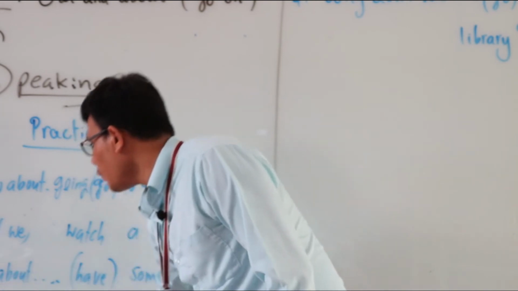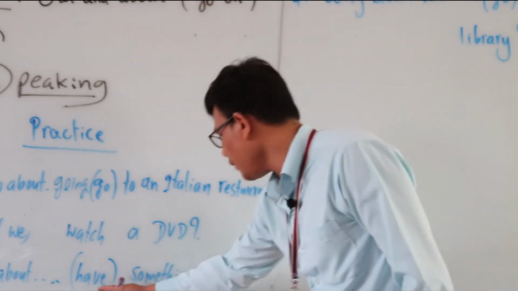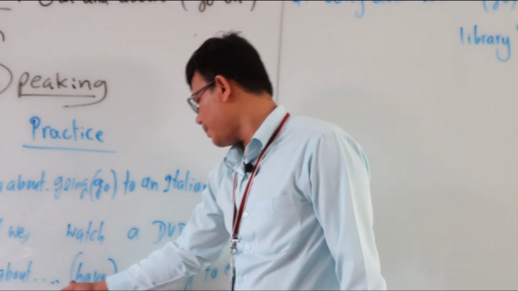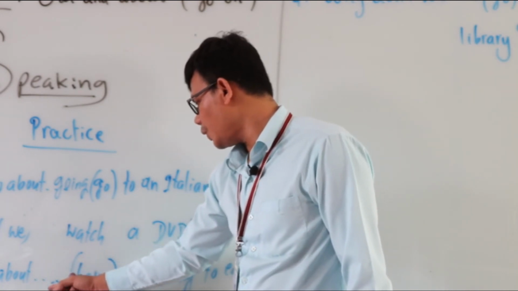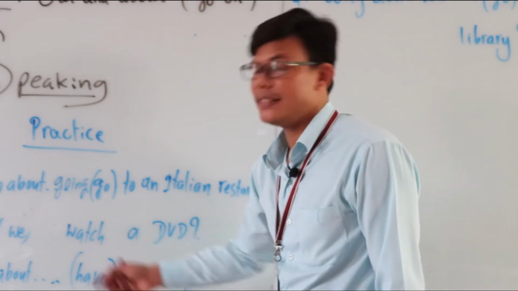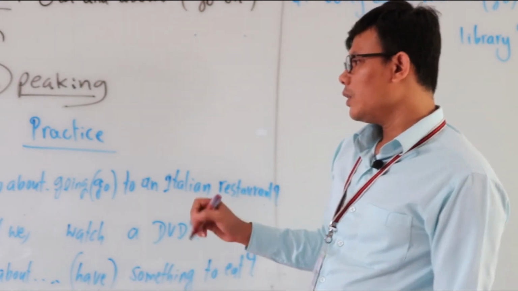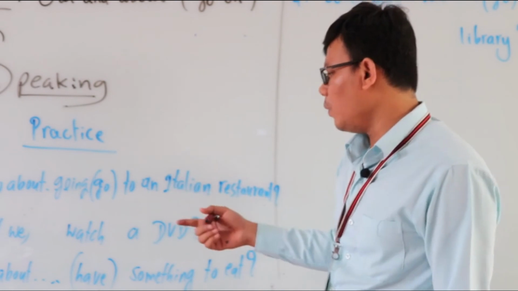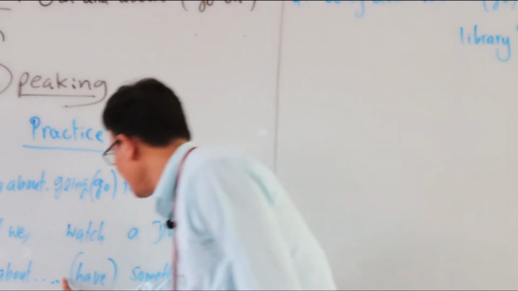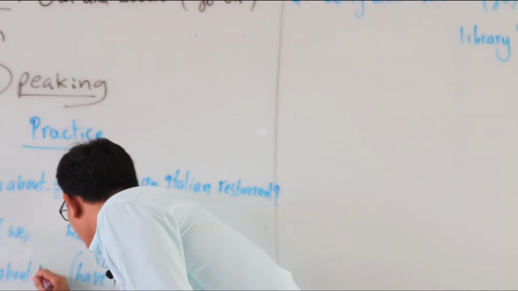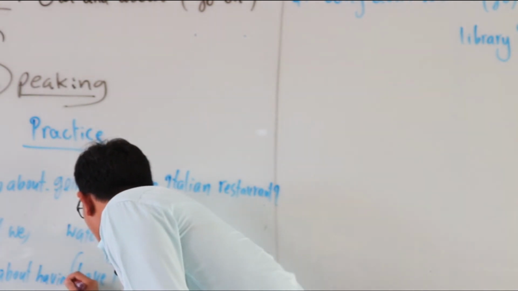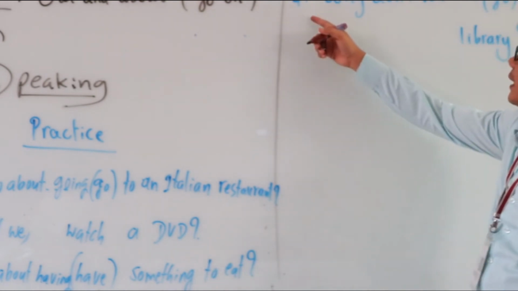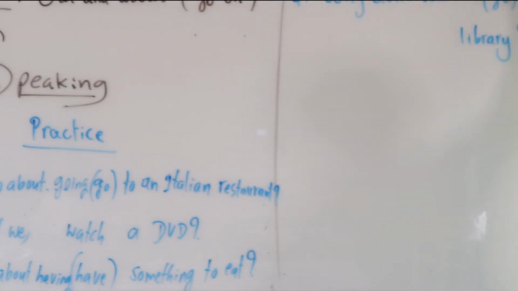Okay, go to number three. What about have something to eat? So is it the same have, or do we change it to has, having or had? And the answer, as I said earlier, is that how about and what about are used with a verb with ing. What about having something to eat?